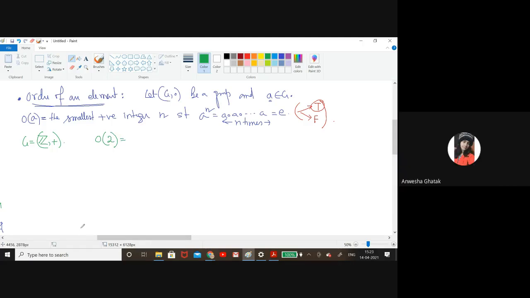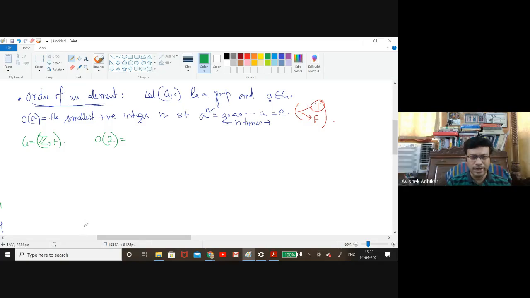Say infinite. Infinite. So according to you, infinite is the smallest positive integer such that, since this is an additive group, it has to be infinity times a should be equal to 0, right? So here E is the identity element, and infinity according to you is the smallest positive integer, such that it happens.